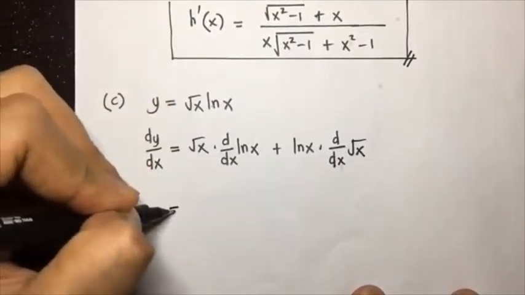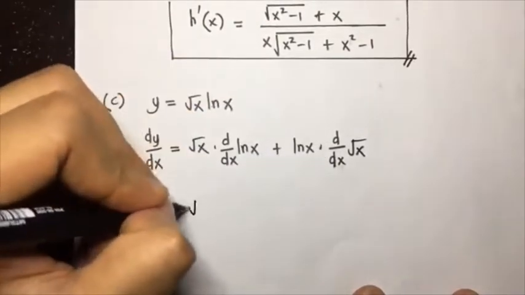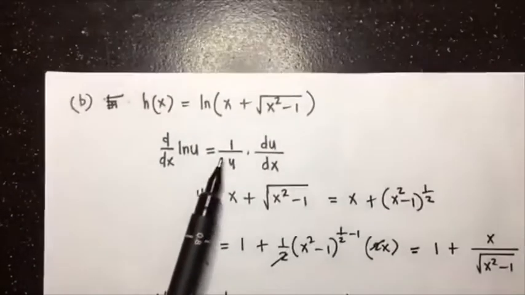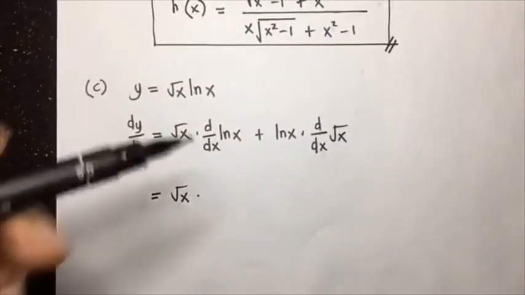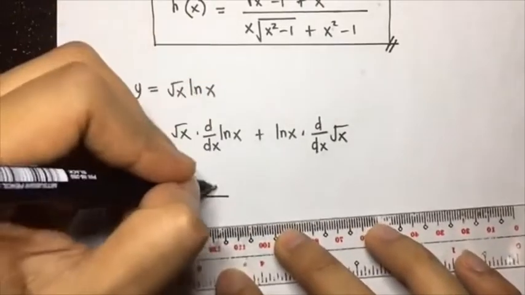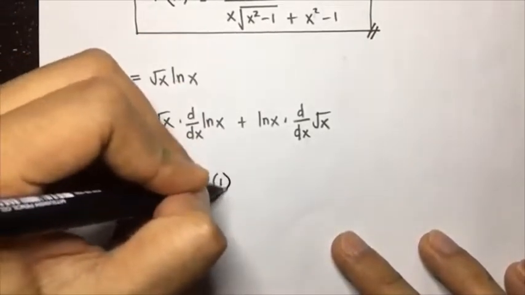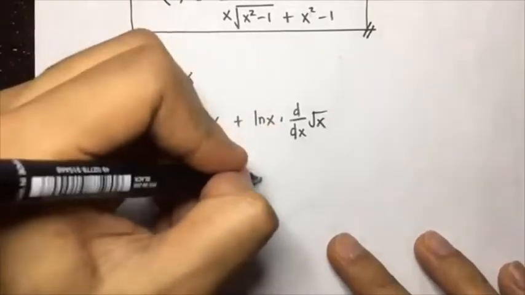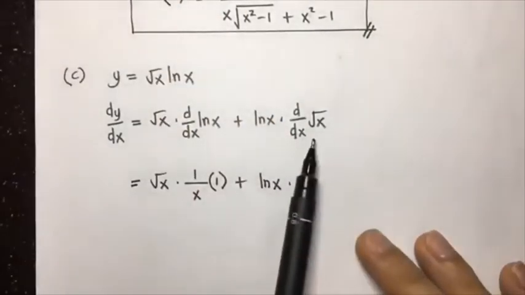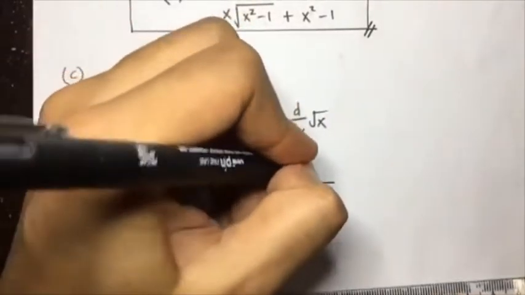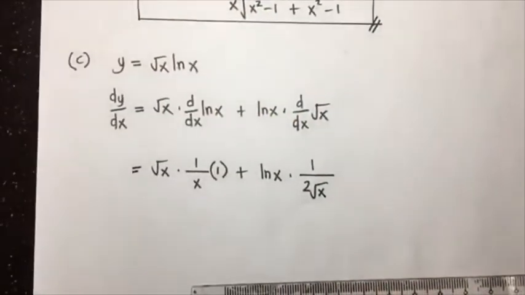Okay, performing the derivatives, we'll have square root of x multiplied by the derivative of ln of x with respect to x, again following the formula. So here our x is equal to u, right? And then multiplied by its derivative. So the derivative is 1 over x multiplied by the derivative of x with respect to x, so that is 1, plus ln of x multiplied by the derivative of square root of x, which is 1 over 2 square root of x.